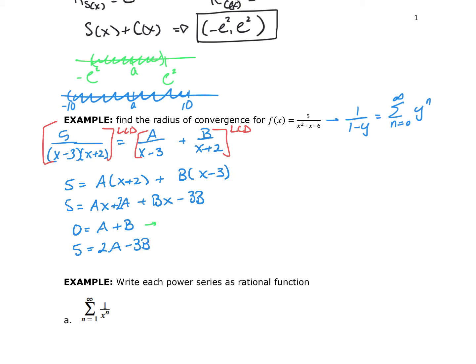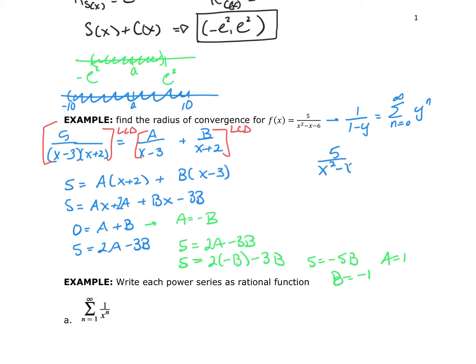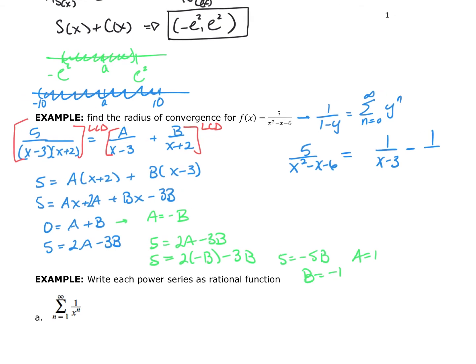From the first equation, I have A is equal to negative B. And in the second equation, I have 5 is equal to 2A - 3B. So 5 is equal to 2 times negative B minus 3B. So I end up with 5 is equal to negative 5B. B is equal to negative 1, and A is equal to 1. So 5 over x squared minus x minus 6 becomes 1 over x minus 3 minus 1 over x plus 2.